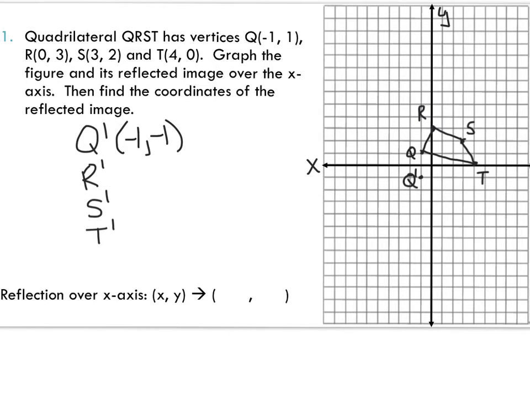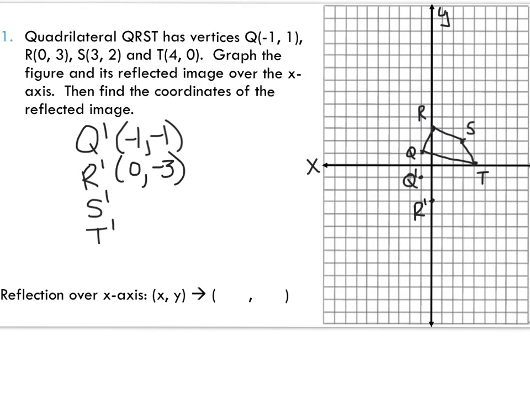Let's do R together. R is up 3, 2, 3, and so now we're going to go down 3 from the x-axis. And that will get us our new R prime. Again, our x value stays 0 in this case, and it changed from up 3 to down 3.